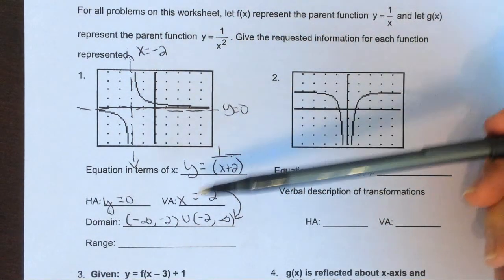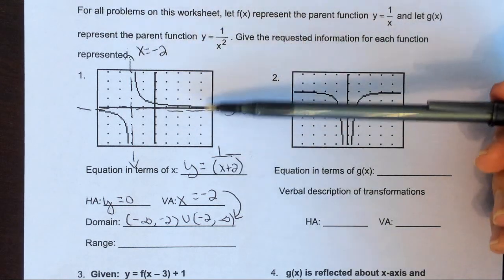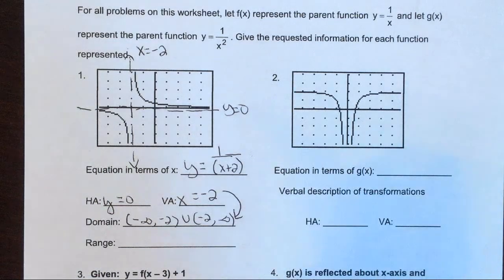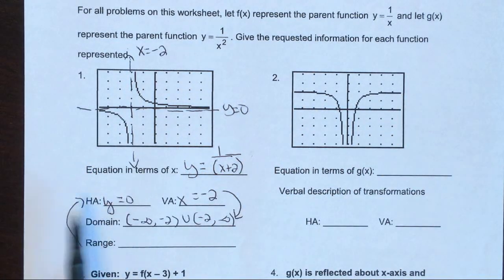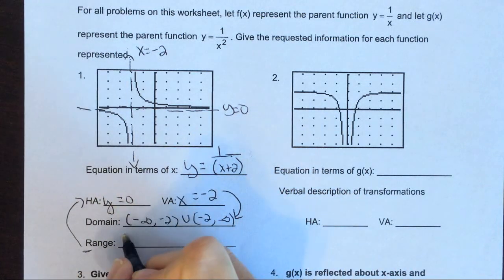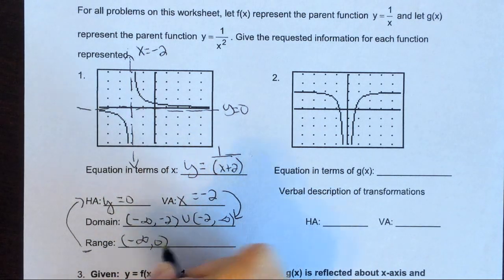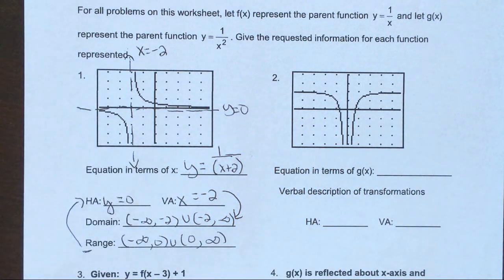For my range, I want everything that goes up and down. So I want everything above y equals 0, and I want everything below y equals 0. So when I do the range, I always go back and look at my horizontal, my HAY, because it's the y, and range means y. So I'm going to go from negative infinity to 0, then I'm going to go from 0 to positive infinity.